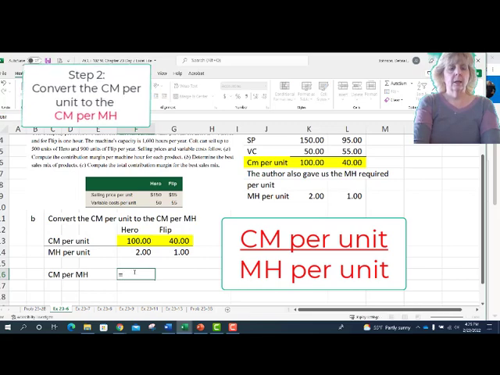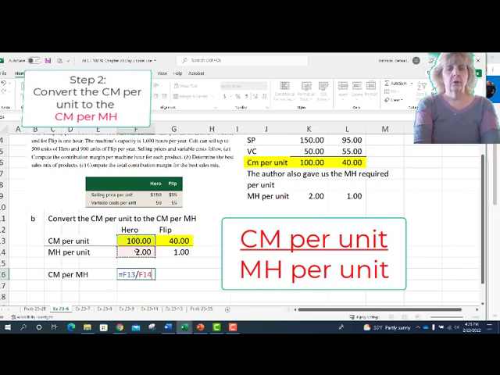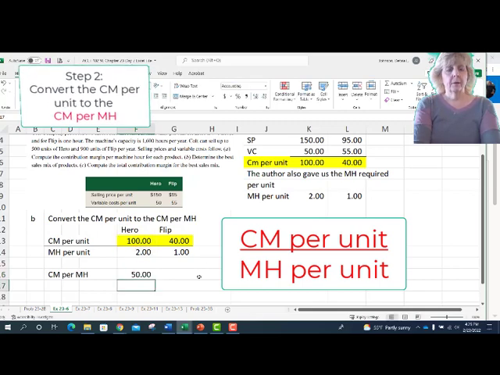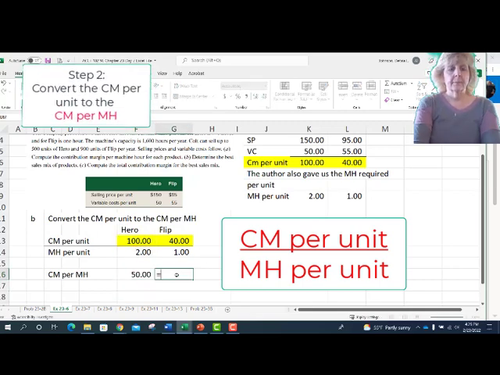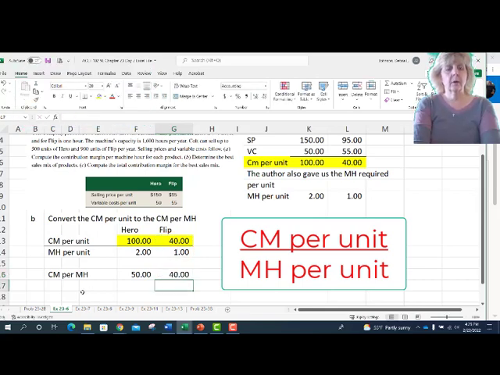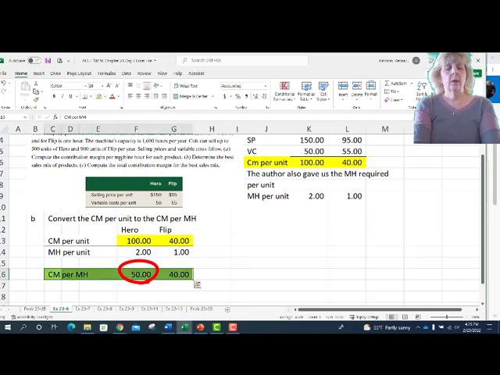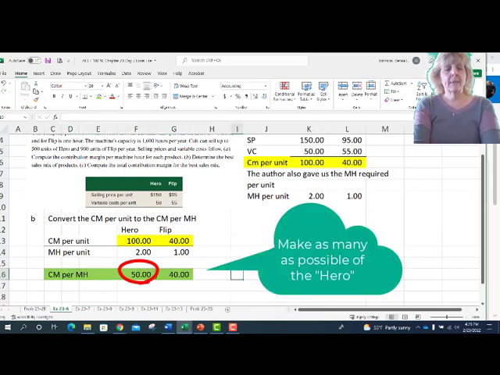So let me go ahead and divide those 2 numbers. You can probably do that in your head. In this case, go ahead and do this one too. I could have copied my formula over. There's the contribution margin per machine hour. I'll put it in a different color so it stands out. What we want to do now is maximize on the more profitable of the 2 with the goal of optimizing the sales mix. Okay, how are we going to do that?